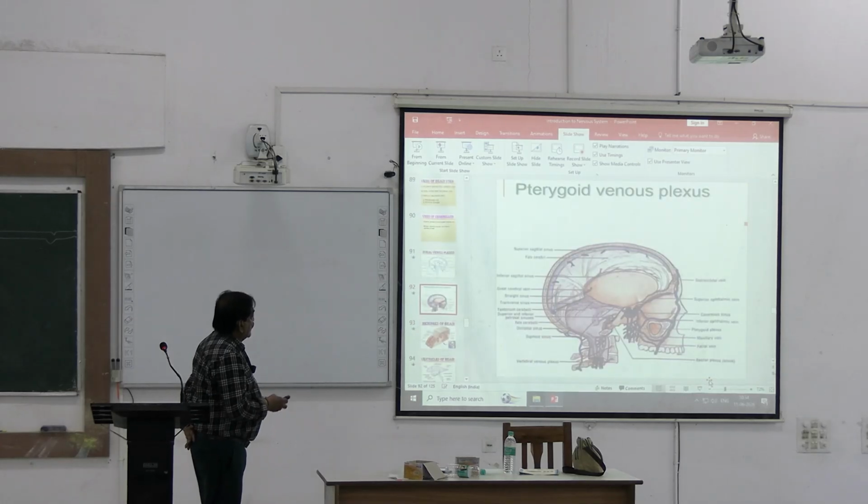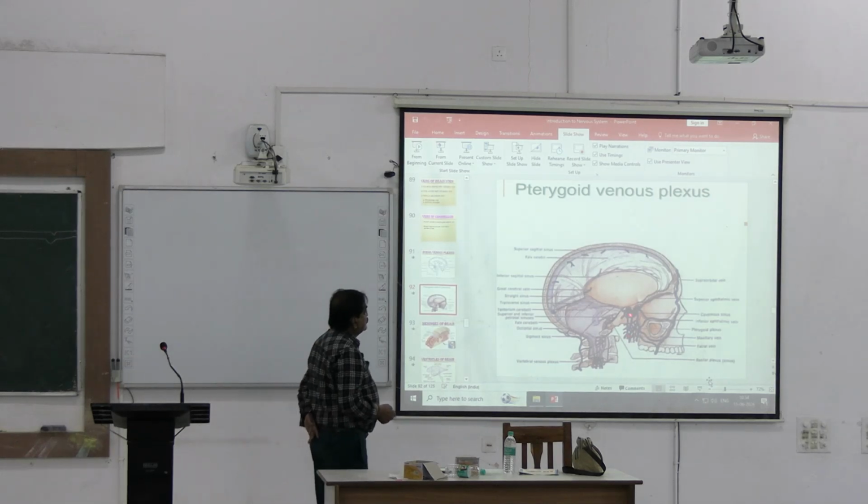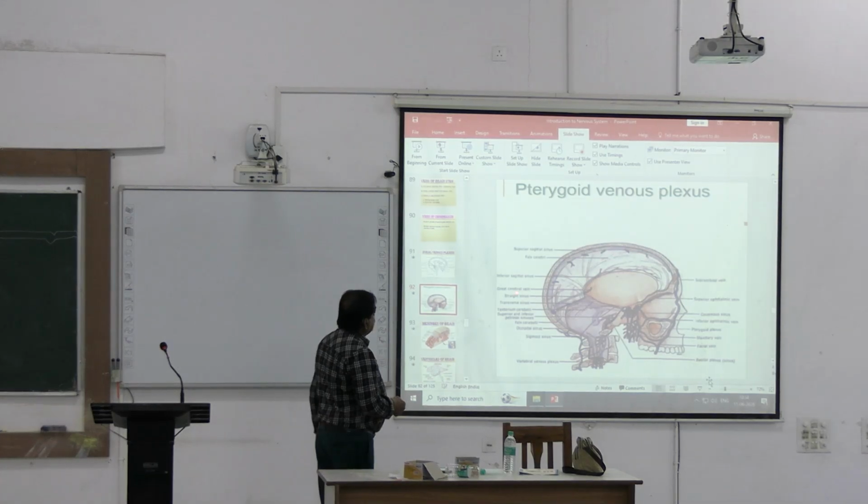Now, pterygoid venous plexus. This is the falx. Great cerebral vein.